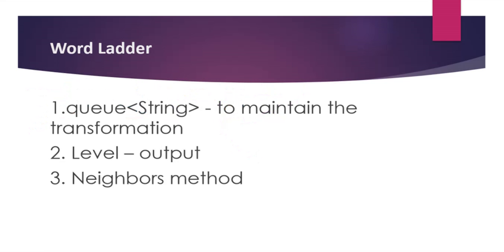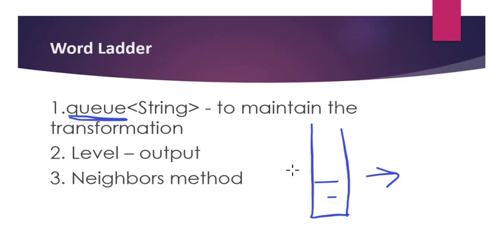Let's get into our algorithm. The three major data structures or variables we are going to use are queue, level and neighbor. Let's see what the queue does in this algorithm. A queue is a data structure used to track our transformations. For each iteration, the queue tracks at what stage the transformation is. The second one is level. Level is our output, which is basically what I explained before. It calculates how many levels the word reaches.